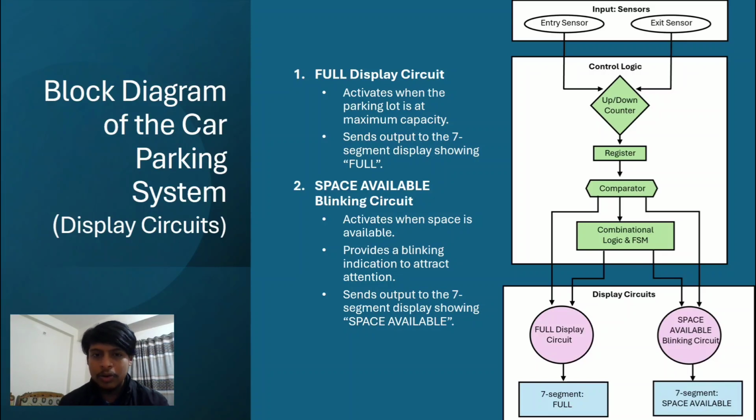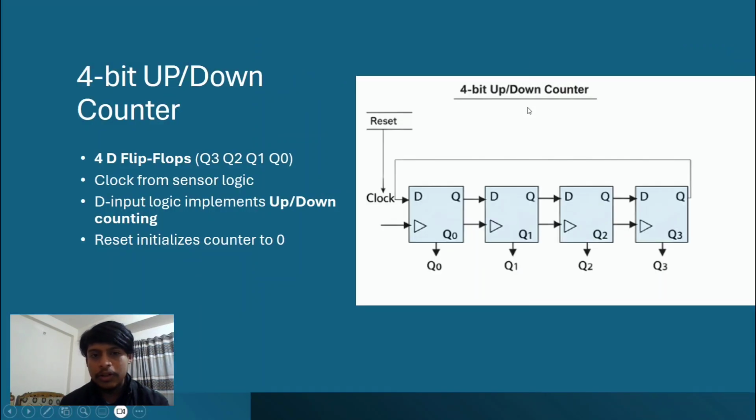If the parking lot reaches its maximum capacity, the full display circuit is activated. It sends a signal to the 7-segment display, which shows the message "FULL" to inform drivers that no parking space is available. On the other hand, when parking space is available, the space available blinking circuit is activated. This blinking display attracts attention and indicates that vehicles can still enter the parking area.